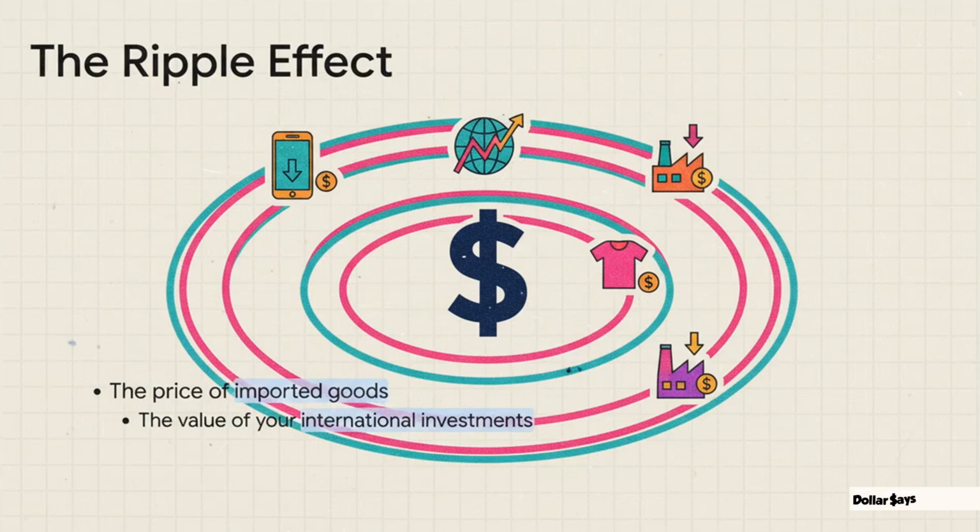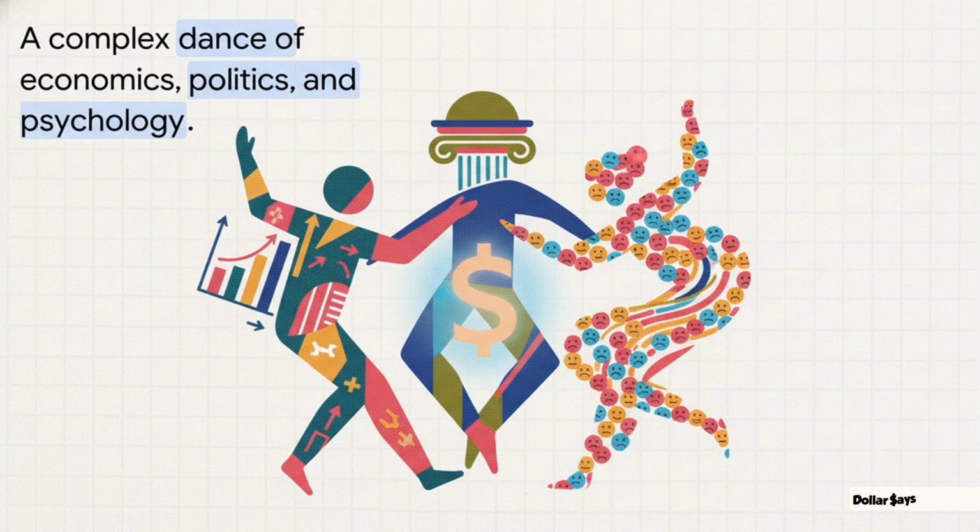Pretty cool, right? And it's not just travel. This affects so much of our daily lives. A stronger dollar makes the imported stuff we buy, like our phones, our TVs, our clothes, cheaper. It also impacts the value of any international stocks you might own, and it even affects jobs here at home for companies that sell their products overseas. So, as you can see, a currency's value is so much more than just a number on a screen. It's really this incredibly complex, constantly moving dance between hard economics, global politics, and, of course, the wild and unpredictable moods of human psychology.